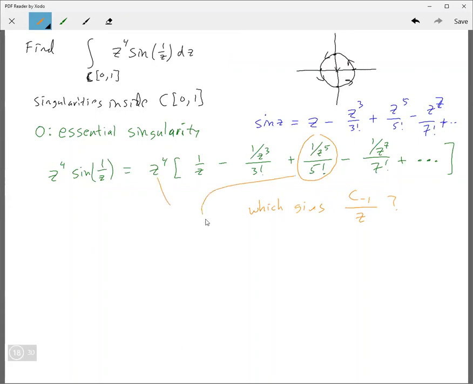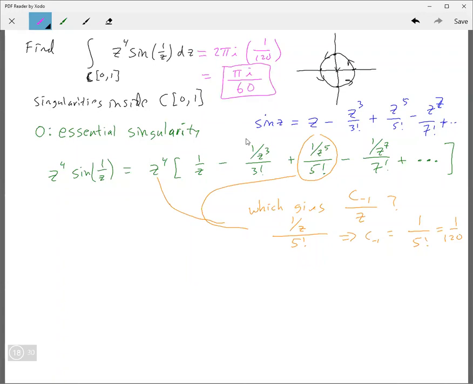If you multiply these together, you get a 1 over z, but that's over 5 factorial. So that means that c minus 1 is going to be 1 over 5 factorial, or 1 over 120. And that means that your integral is going to be 2 pi I times 1 over 120. So that 1 over 120 goes in here. And so that's going to be pi I over 60. Okay, so that's how you can handle essential singularities. Well, hopefully if you have an essential singularity, you can expand this out and then somehow get it this way.